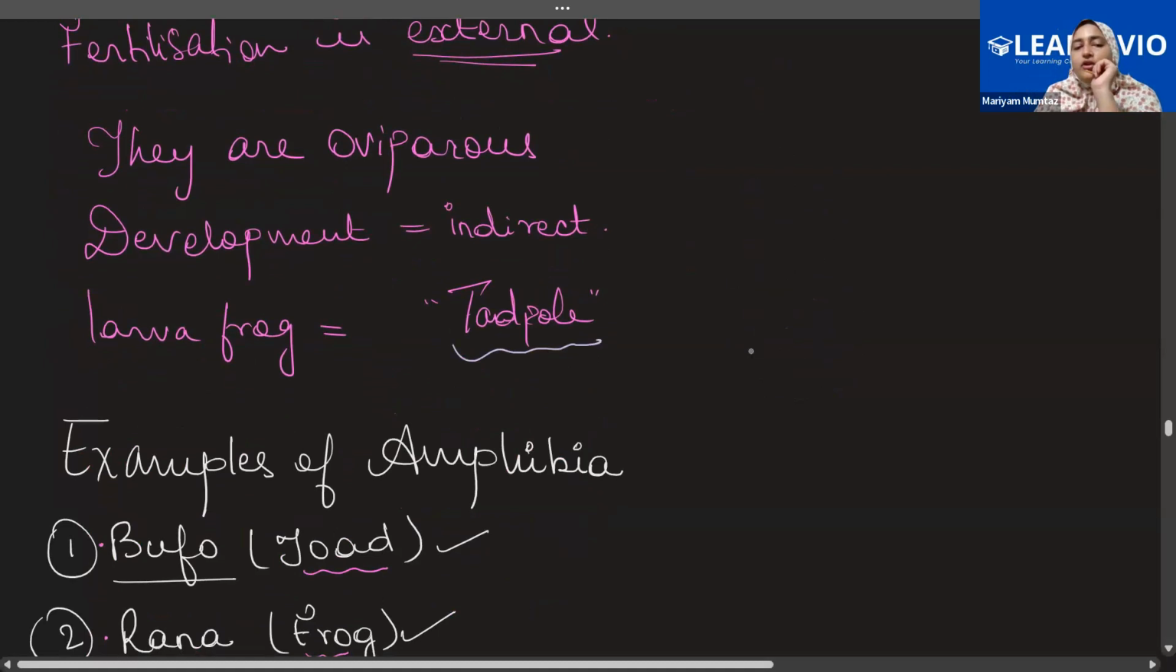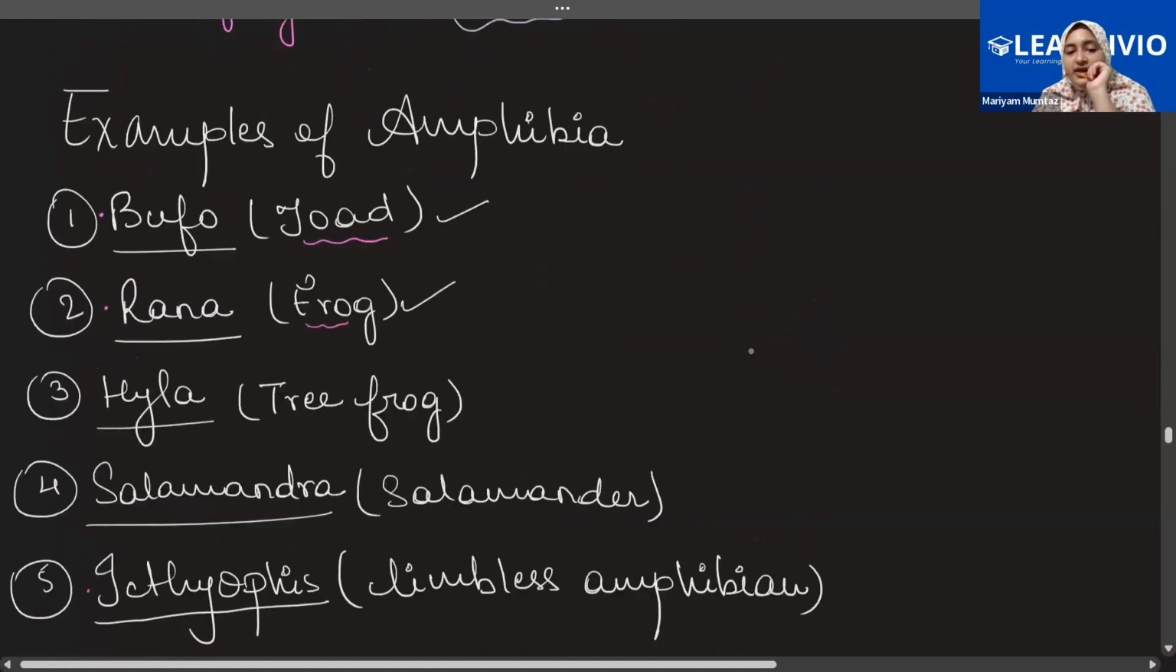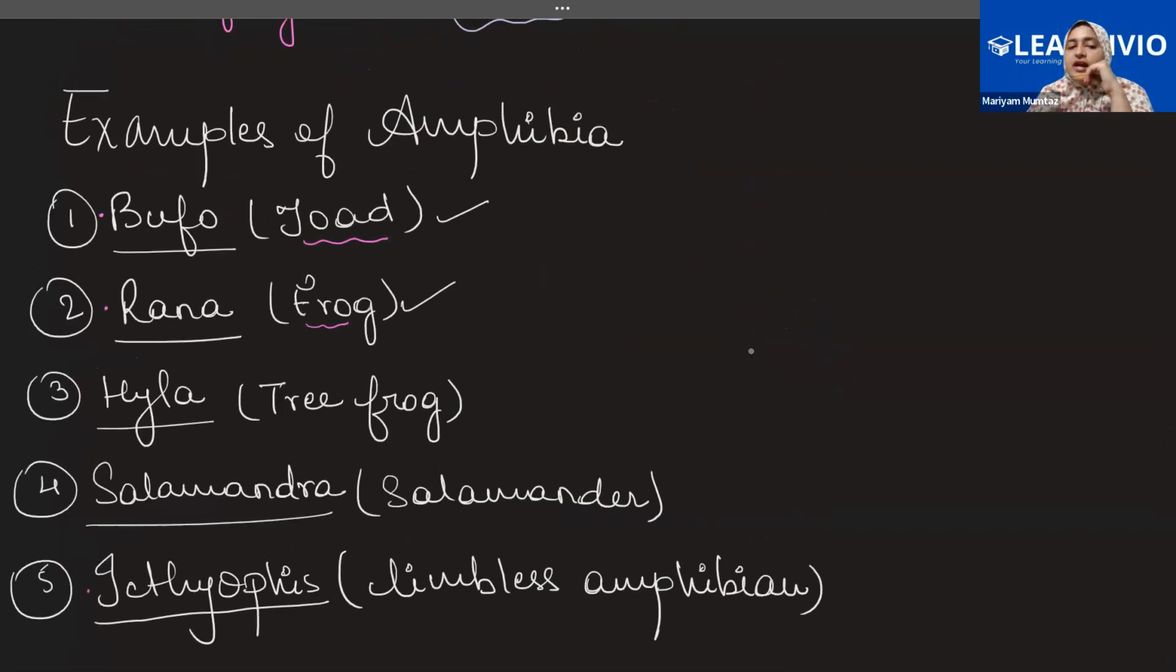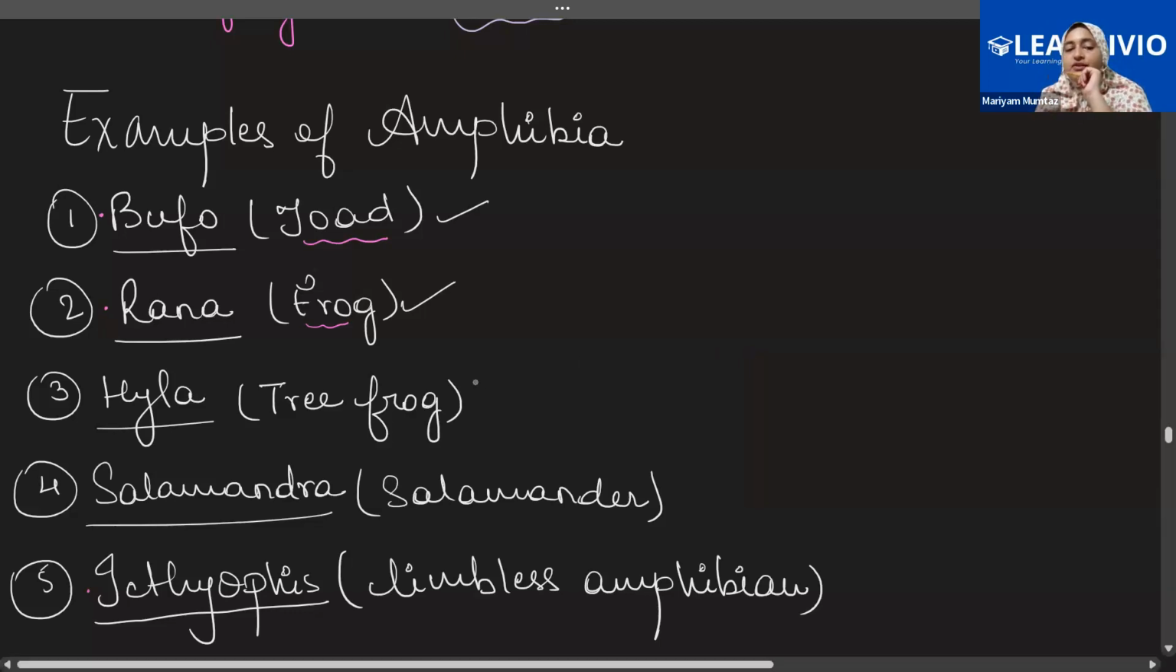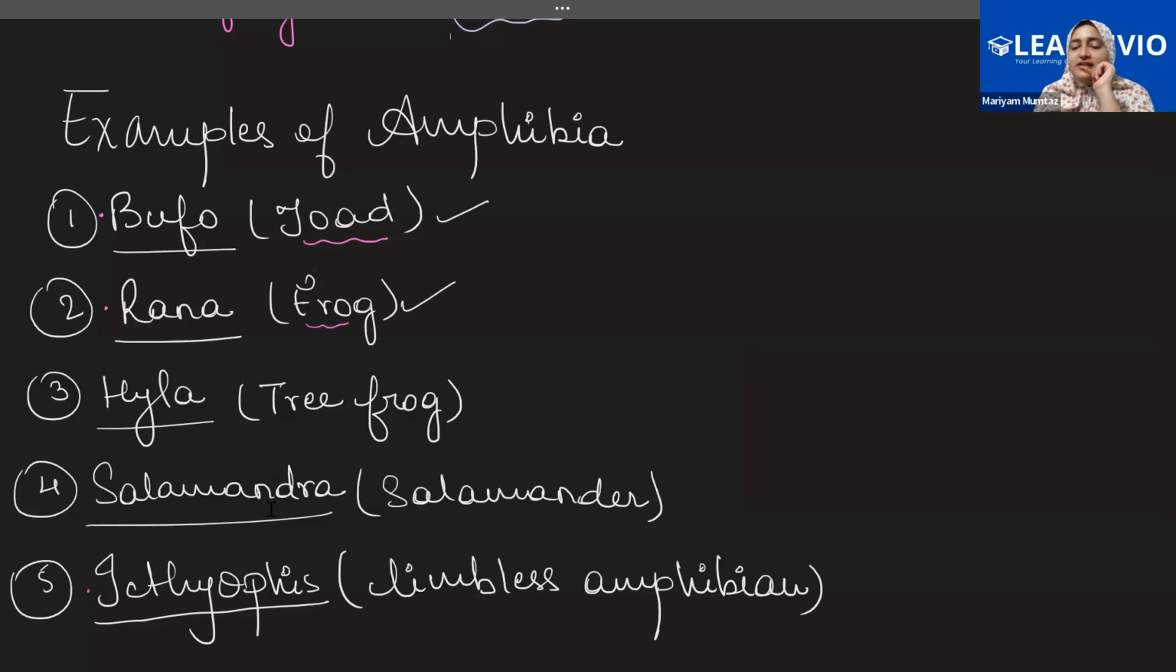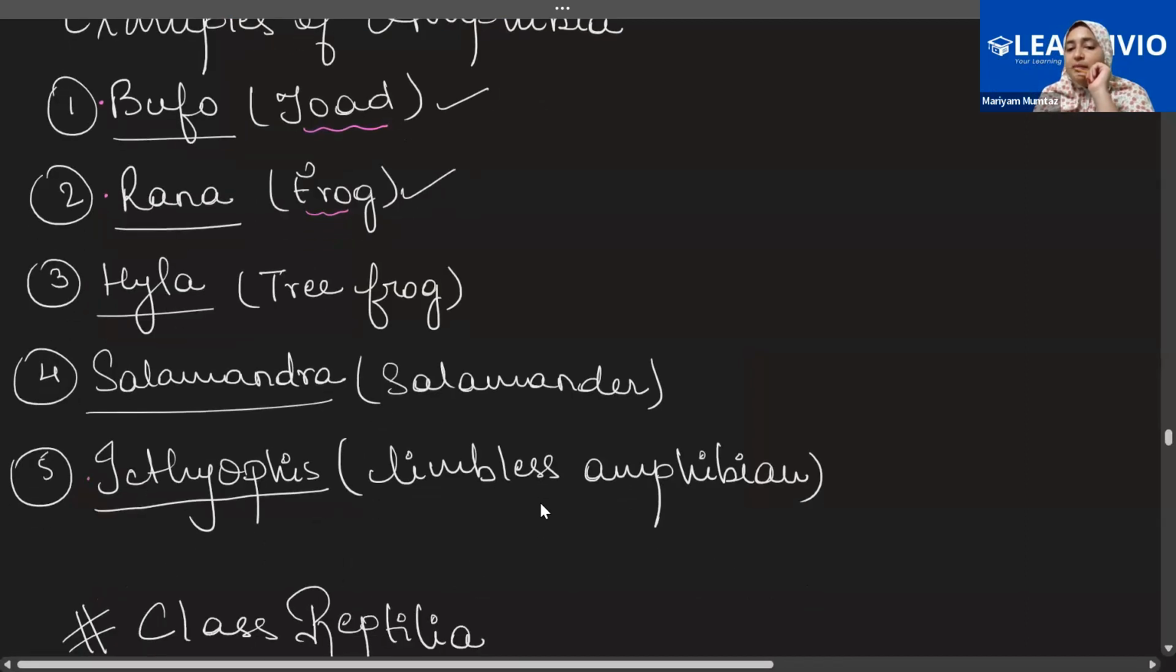Talking about the examples of amphibia, we have bufo, that is the toad. Then we have Rana tigrina, that is the frog. We have hyla, which is the tree frog. Salamander, this is the only amphibian that has a tail present. Looks like a lizard, but it is an amphibian. Salamandra is the scientific name, salamander is the common name. Then there is ichthyophis, which is the limbless amphibian. It does not have any limbs present. So this is an exception.